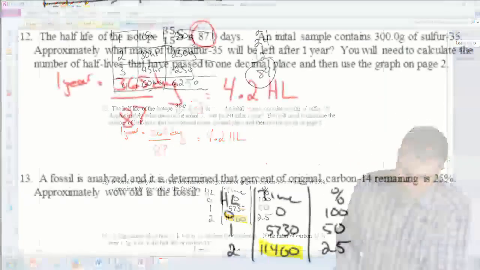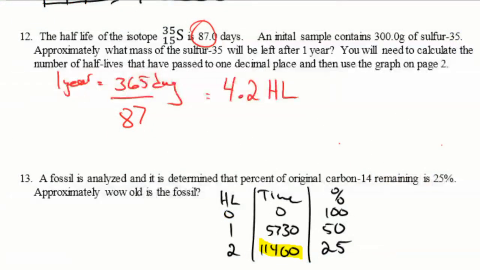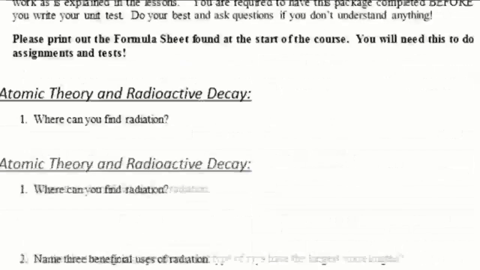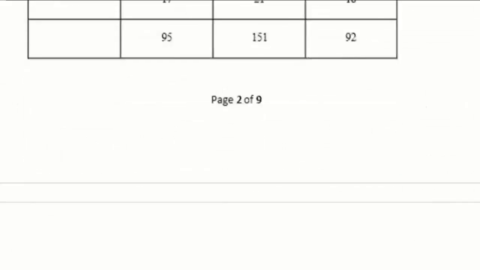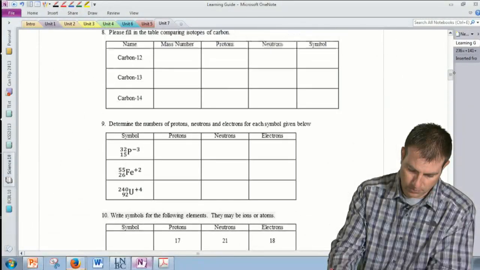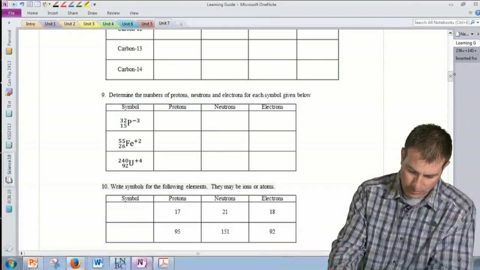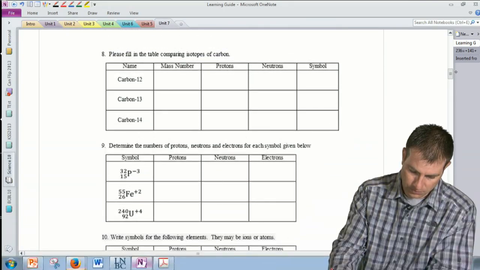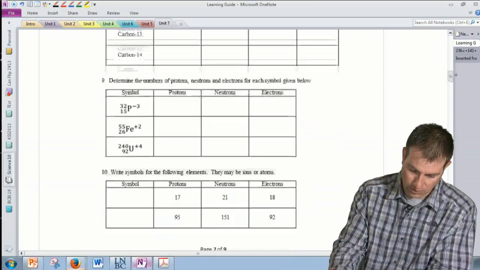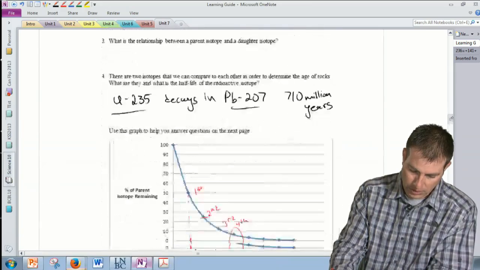All right, and now it says to go to the chart on page 2, but if I go up to page 2, there is no chart there that I can see. Following elements, isotopes, so nothing to do with sulfur there, so that doesn't really help us at all.